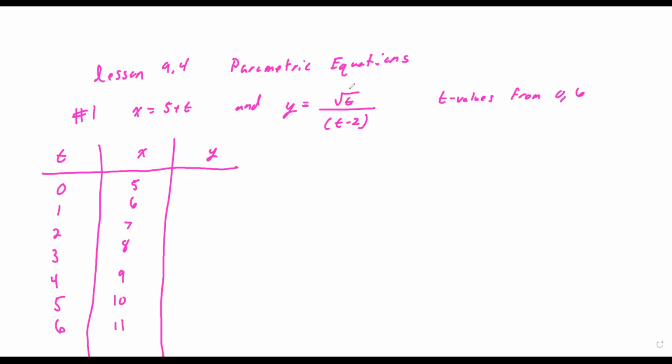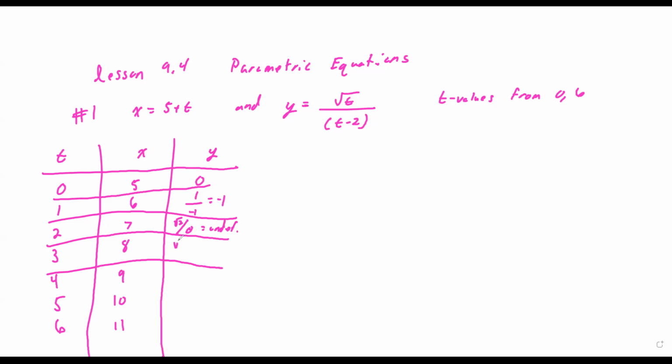Same concept here. 0 squared is 0, divided by 0 minus 2, that would give me 0. Square root of 1 is 1, so I'll go ahead and put a 1 here. And then 1 minus 2 is negative 1, which will give me negative 1 as my outcome. Plug in 2. I get the square root of 2 divided by 0, which would be undefined.